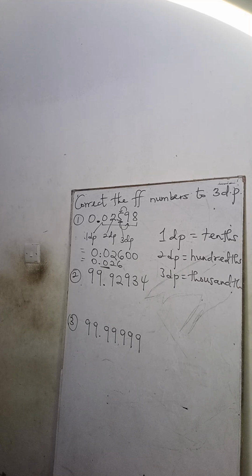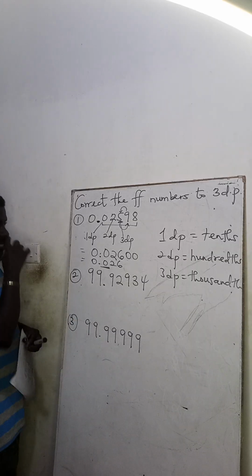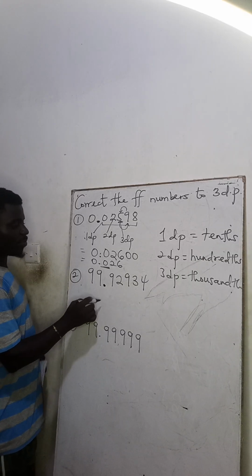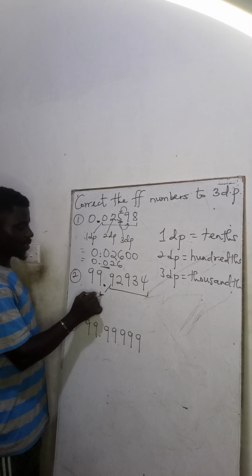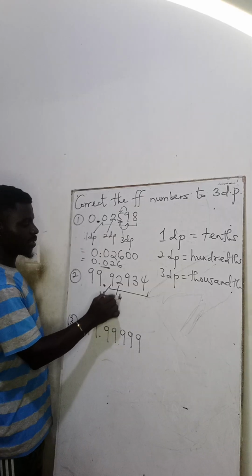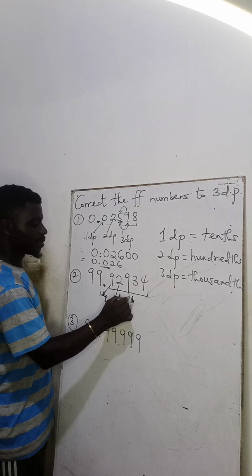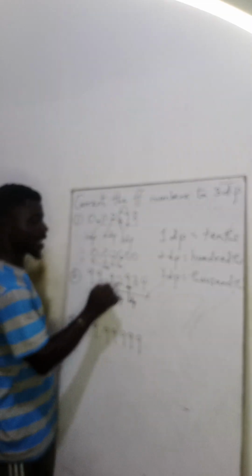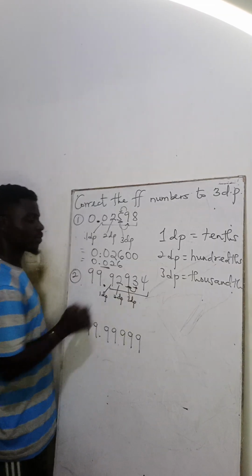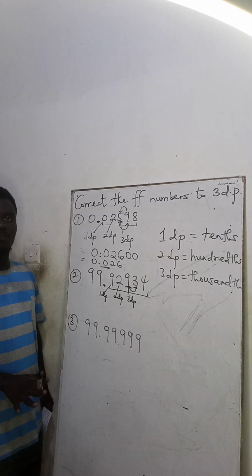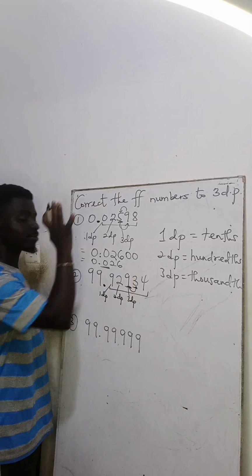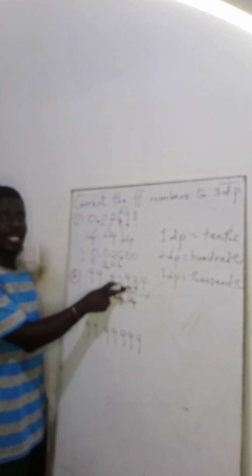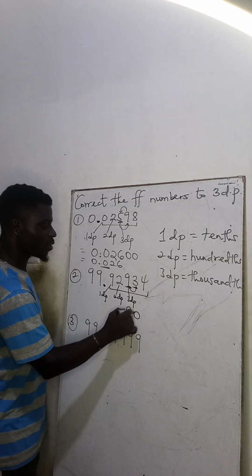Let's see the second question. So to 3 decimal places. After the decimal point, the numbers you see here are the decimal numbers. So first dp, second dp, then third dp. So which is 9. We check the next number. That's 3. It is below 5. We don't add 1. So which means that we leave this 9 like that. Then we change these two numbers to 0, 0.